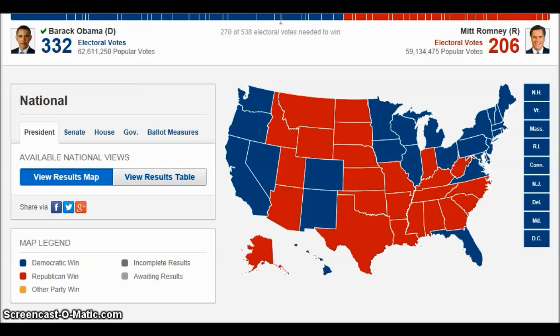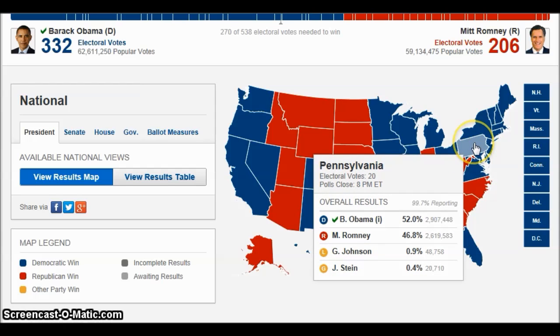For example, Pennsylvania. You can see that Obama won with 52% of the vote, and Pennsylvania has 20 electoral votes.